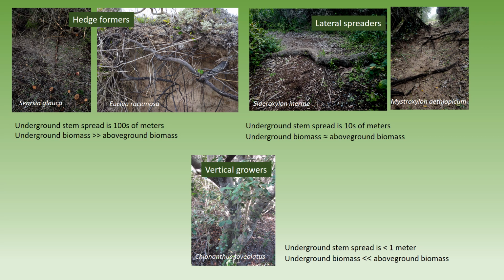And then finally, the vertical growers. There, the underground stem spread is very restricted. Many species don't have any underground branches at all. And the underground biomass is very much less than the above ground biomass of shoots. So basically, we have hedge formers, which really are mainly underground trees, lateral spreaders where there's as much underground tree as there is above ground, and finally vertical growers, which behave like normal trees, which have most of their branches, in fact nearly all of their branches, above ground.